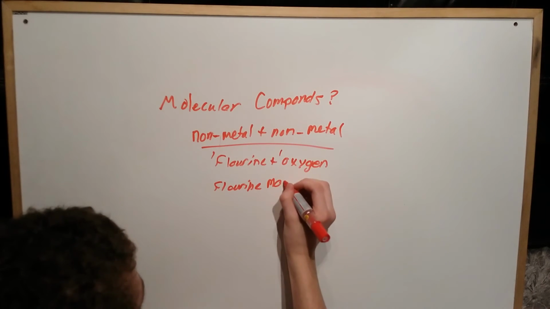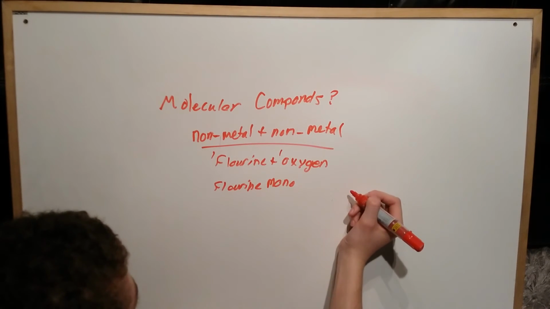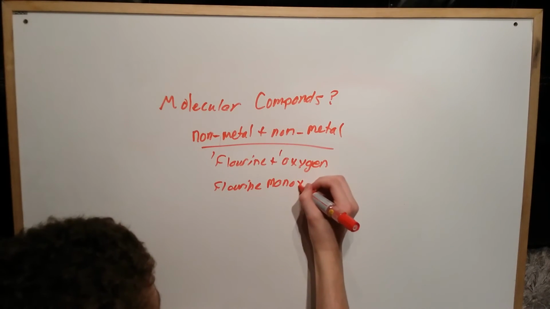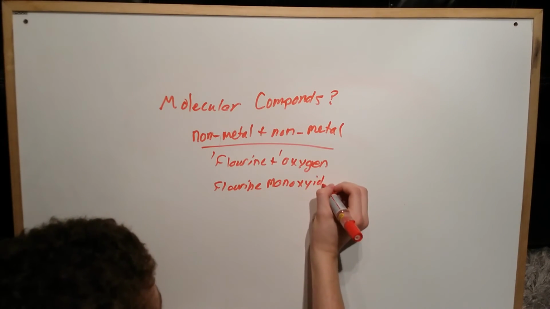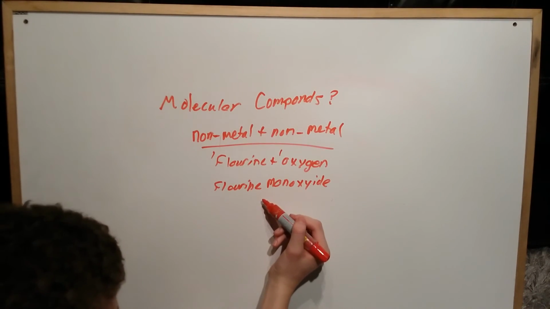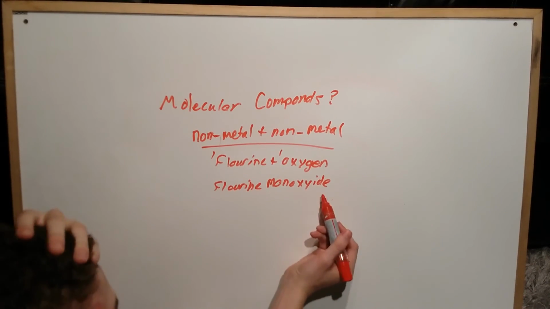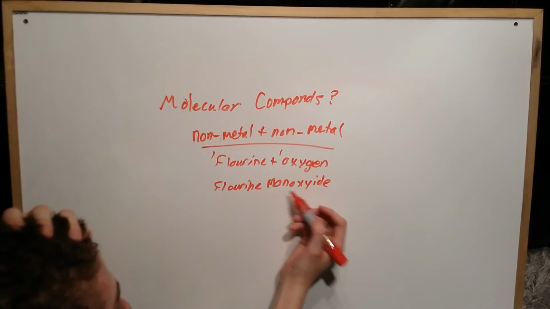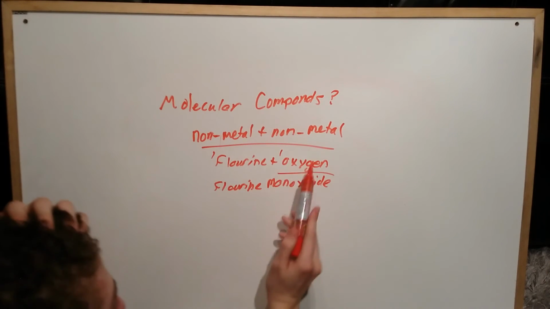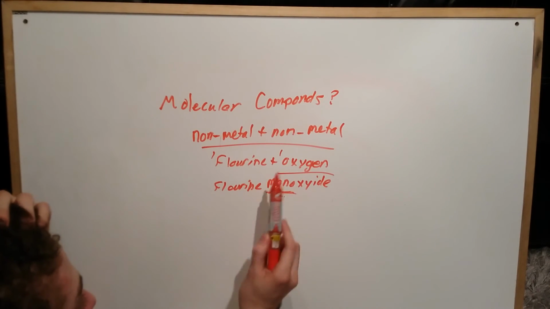Mono, only for oxygen though. So monoxide. When you're doing oxygen, this is actually going to be fluorine monoxide, because only for oxygen, when it's a 1, you have to add that mono.